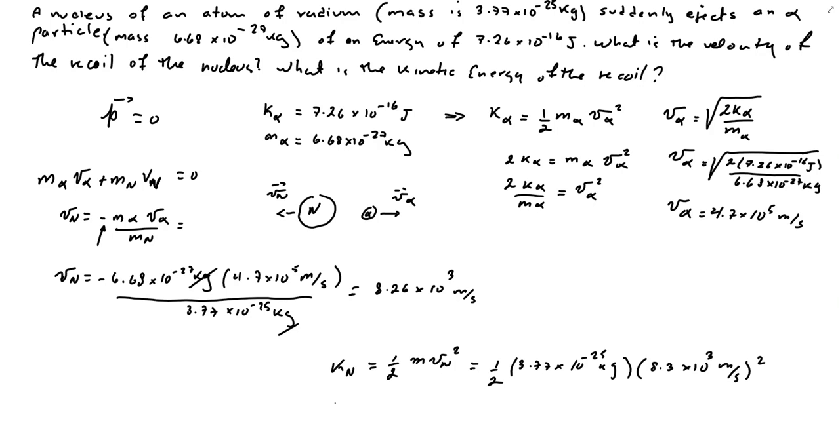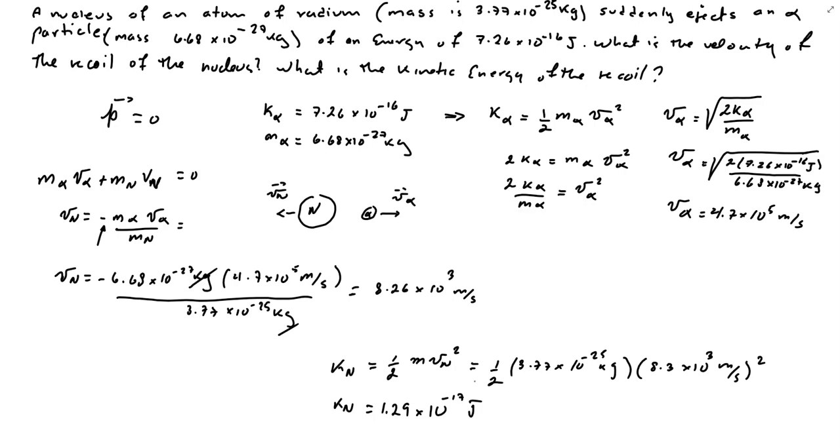So we're going to have that the kinetic energy of the nucleus would be approximately 1.29 times 10 to the negative 17 joules, or 1.30 if you want, times 10 to the negative 17 joules. So that was what we had to do in this case, right?